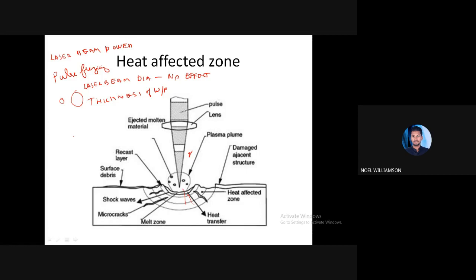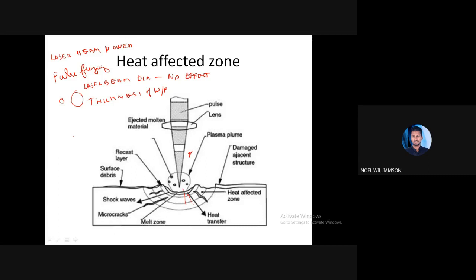Then regarding the laser beam diameter, the laser beam diameter has no effect or negligible effect on the heat affected zone. And we have seen this heat affected zone increases with the thickness of the workpiece. And finally, regarding the cutting speed, as the cutting speed increases, the cutting time decreases, and finally it will result in the narrowing of the heat affected zone. So these are about the heat affected zone.